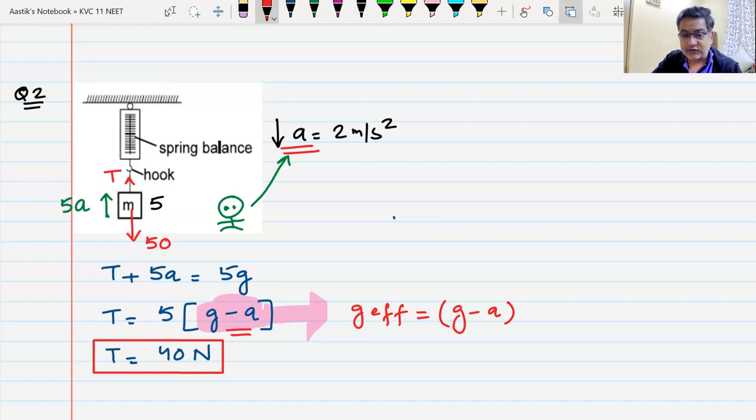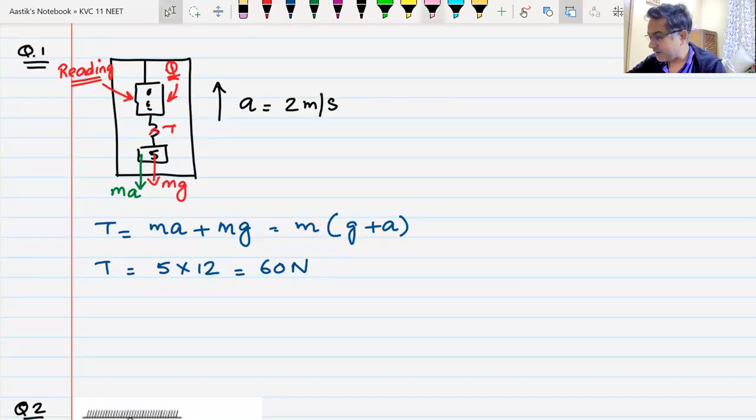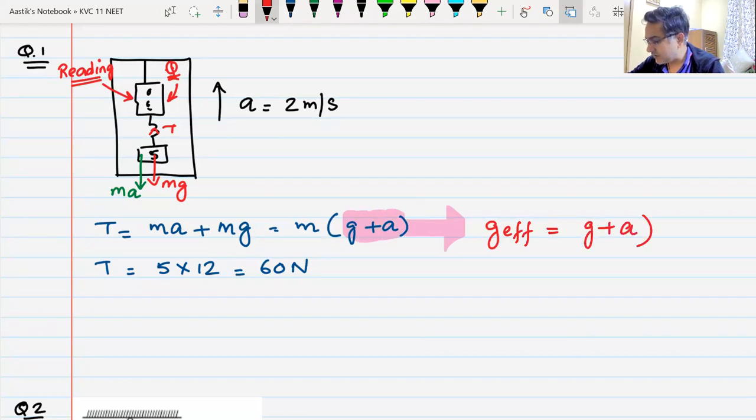But when the lift is going up, this value is again known as G effective. In this case, G effective becomes G plus A. Do we understand this? Yes, sir. Well, you have G. You just put the value of G effective and you get your answers. Do we understand this? Yes or no? Yes, sir. Everyone understands this?